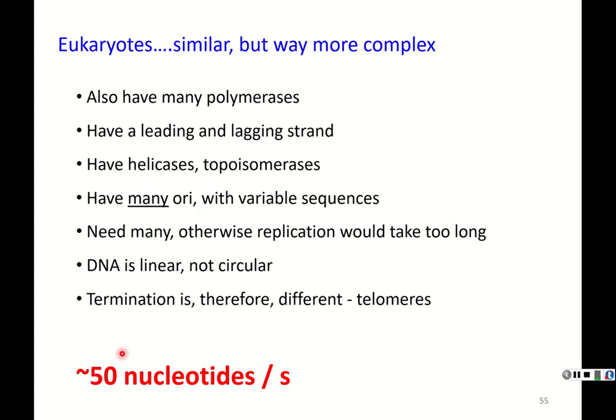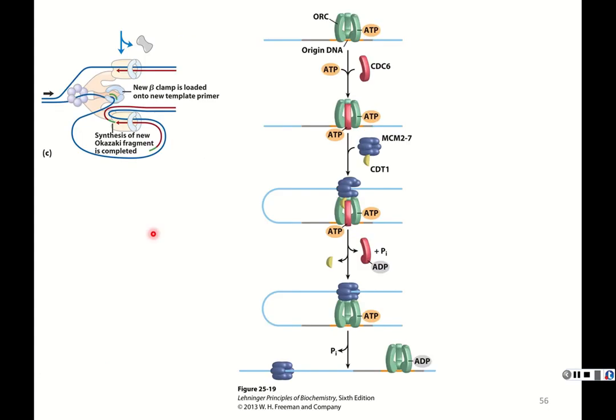In eukaryotes, it's estimated the number of nucleotides you can replicate is 50 nucleotides per second. So if you didn't have more than one origin of replication, you could see how that could take quite a while. And this is in comparison to the bacterial polymerase and replication, sort of shown here in this figure that we've already looked at.